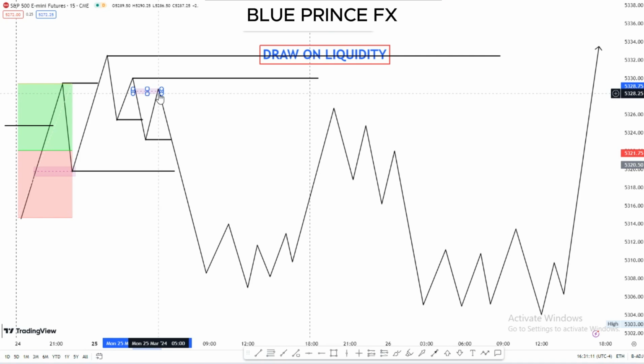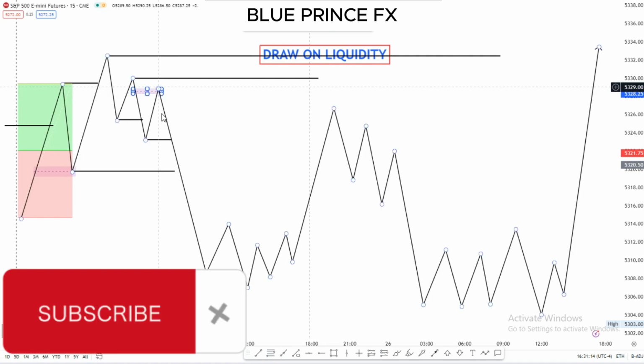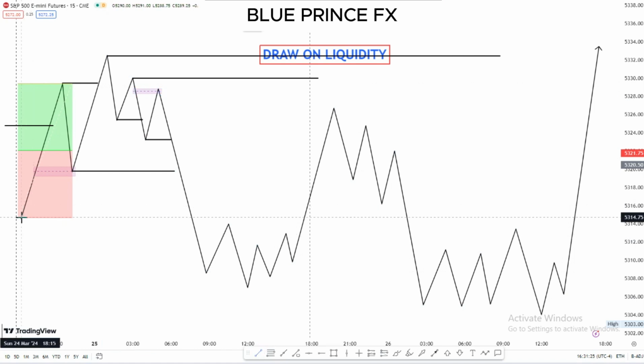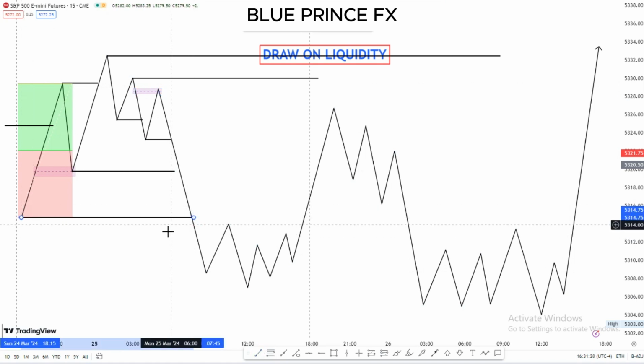So the market is at a fair value here. What is a draw on liquidity? A draw on liquidity is this inducement and this low and this low. So we expect the market to come below these lows here. So when the market comes below this low again, what did the market do by coming below this low? It took out the liquidity that was here. So there's no need for the market to go down again.